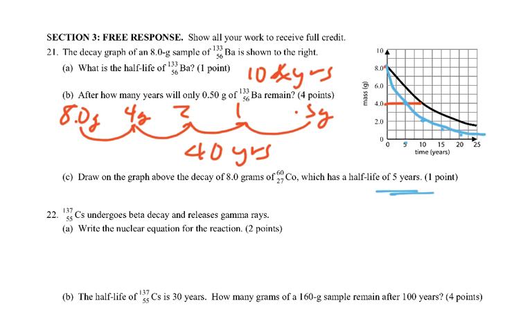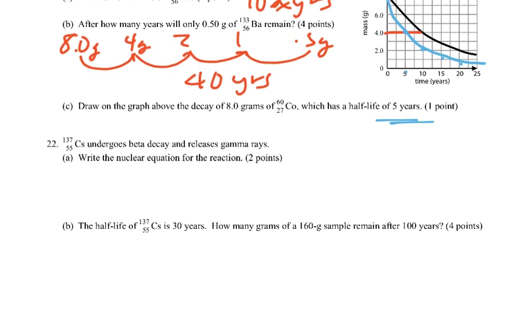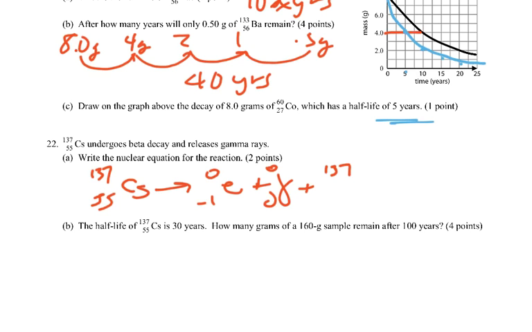Okay, now cesium undergoes beta decay and releases gamma rays. Write the nuclear equation for this reaction. So I've got cesium 137, 55, undergoes beta decay, so that means on this side I put a beta particle, and gamma, which doesn't make any difference in any of my numbers. And so to finish this off, the top is 137, and the bottom, 55 equals x minus 1, so it's going to be 56, and 56, I think we saw that before, that's barium. So that's the equation, a little bit messy, but that's it.